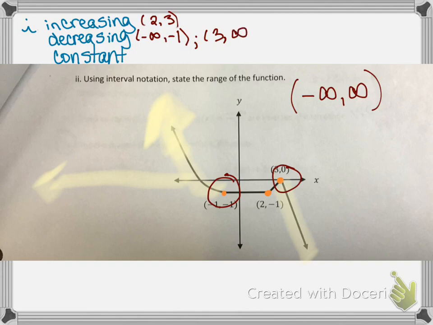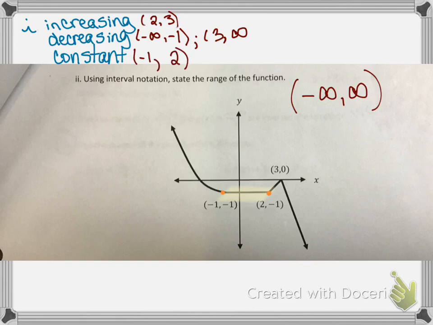Okay? And now for our constant, we are looking at where there is no change, where we stay. And again, we're just focusing on those x values, and the x values from those 2 points right there is -1 to +2, and that is our constant part of our graph. So when we are talking about increasing, decreasing, and constant, we are looking at our input, our x values.